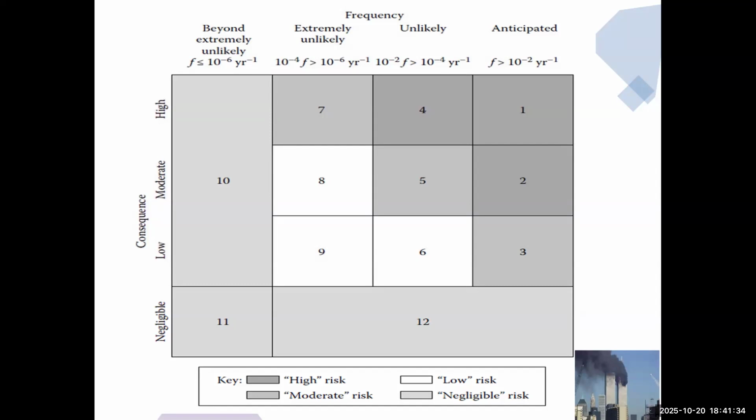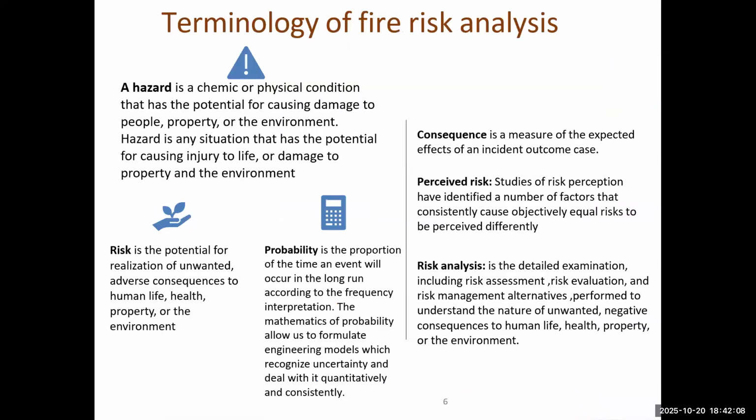Let's consider a real-world application. Imagine a large chemical plant. A very small contained fire in a maintenance workshop might be a frequent event, but with low consequence. So which grade will it fall in? It is very anticipated, right? But with low consequence, so it will fall in grade number 3 of the matrix. So this is a kind of moderate risk.